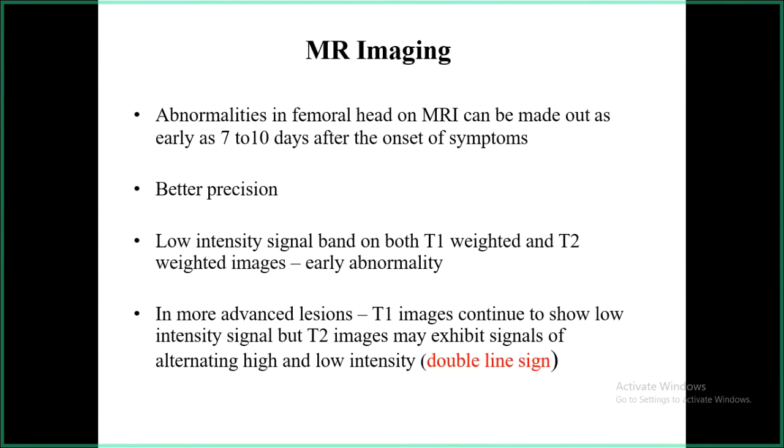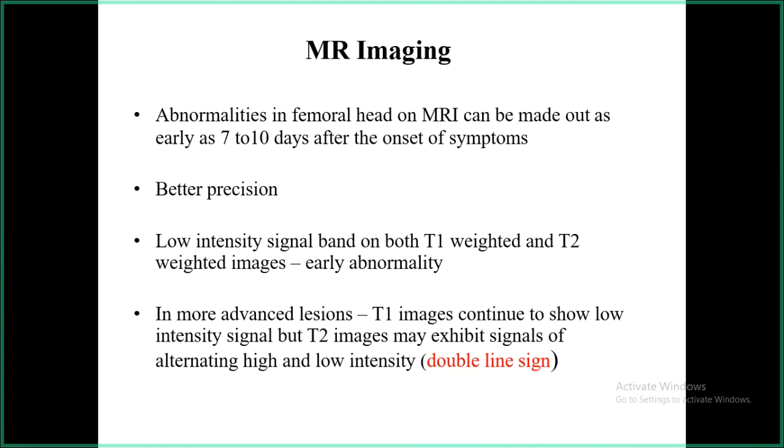Then MRI. The abnormalities in the femoral head on MRI can be made out as early as 7 to 10 days after the onset of the symptoms. It has better precision because it has high sensitivity as well as specificity. A low intensity signal band on both T1 weighted as well as T2 weighted images. The early abnormality can be picked up by MRI.